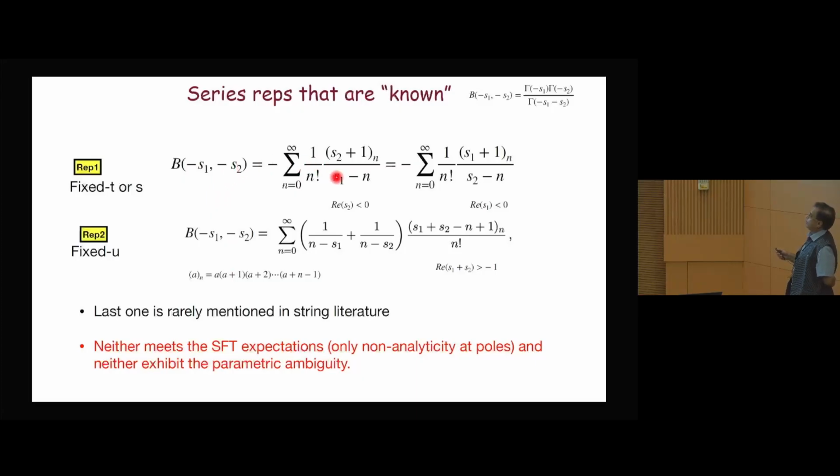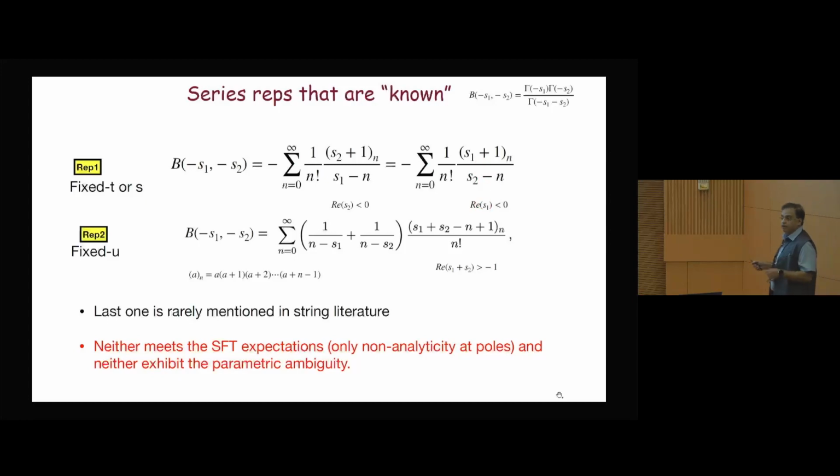So there are the usual series representations where you exhibit only the poles in one channel. So the first series only has poles in one channel, but then you pay a penalty. This series only converges if the real part of S2 is less than 0. And similarly, you can exhibit the poles in the other channel, and the penalty you pay here is the real part of S1 is less than 0.